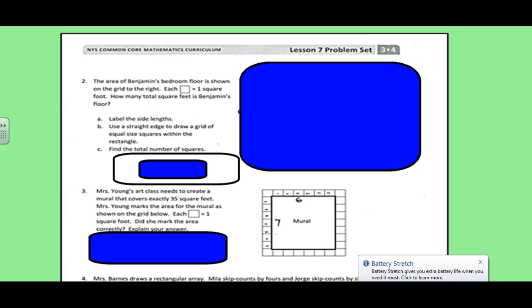And then after you have done that, you need to find the total number of squares, which is like finding the area. I want you to write that right underneath C. So once you have done all 3 of those things for A, B, and C, I want you to push play to check your answer.